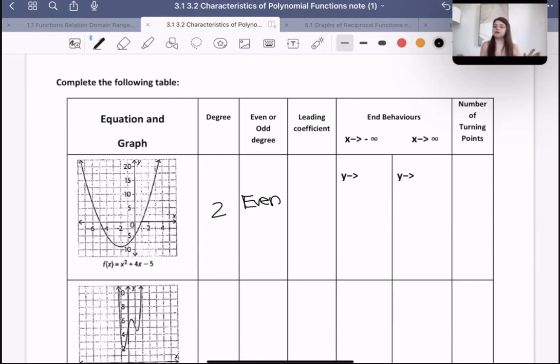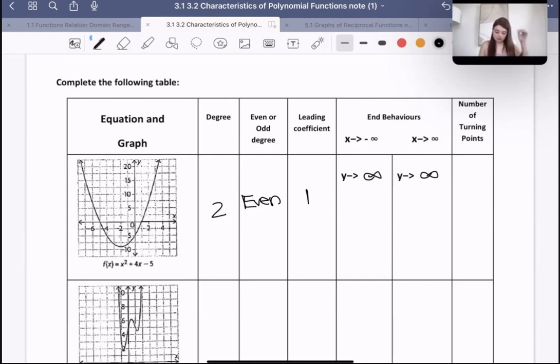All we have to do for this part, it's not a trick question, is look at the degree, and if the degree is an even number, we write even. If the degree is odd, we write odd. Simple as that. Then we have our leading coefficient. We actually just have an invisible 1 here as our leading coefficient, so it's just 1. Now 1 is a positive number, which means that as x approaches infinity, y also approaches infinity, and as x approaches negative infinity, y approaches positive infinity.